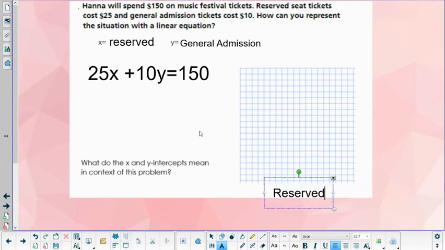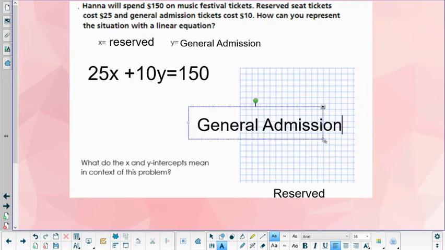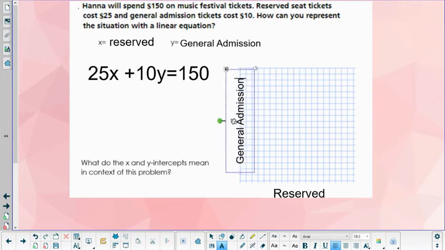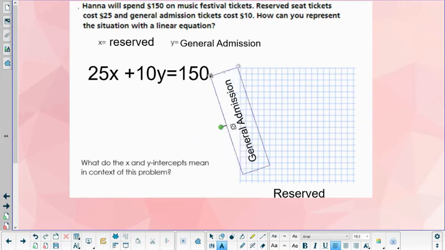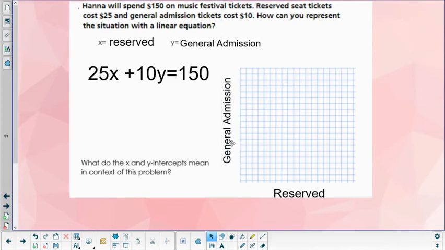And then that would also mean that our general admission would go on our y-axis. Let me switch that around so we can see it right. There. Okay, all right, that's our general admission. Now we need to decide what we would like to label this. Let's first find our intercepts, and then that will tell us how we can label.